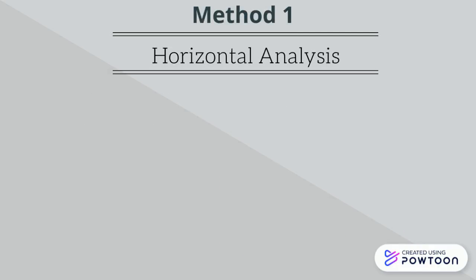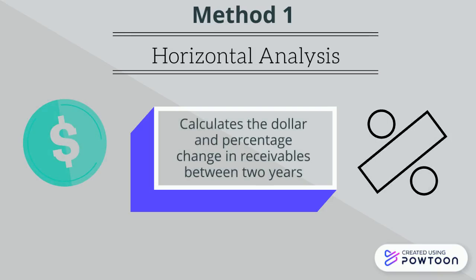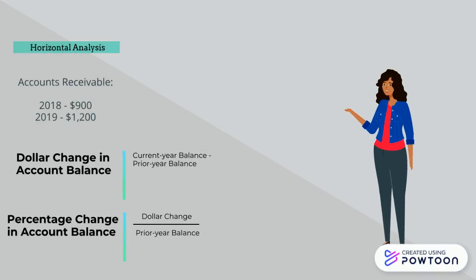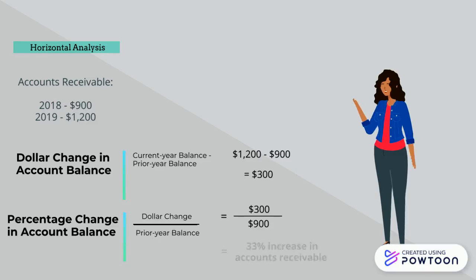The horizontal analysis is a method used to calculate the dollar and percentage change in receivables from the current and previous year. Mary knows her total accounts receivable for the year in 2018 and 2019. To conduct a horizontal analysis, the prior year receivable balance is subtracted from the current year balance to yield a dollar change of $300. This amount is then divided by the previous year's balance to show that the accounts receivable has increased by 33%.